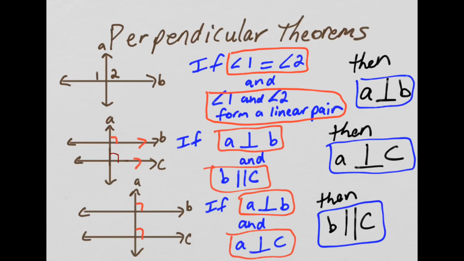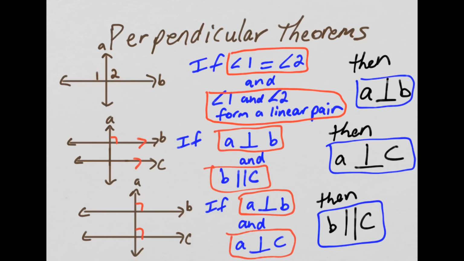Next, we looked at 3 different perpendicular theorems, and for all 3 of these, there were 2 if statements, and if they were both true, then we could form one conclusion. For the first diagram, if angle 1 and angle 2 are congruent to each other, and they form a linear pair when these two lines cross, the resulting conclusion is that A and B are perpendicular with each other. Since they have to add up to 180 and they're equal to each other, they're both 90.